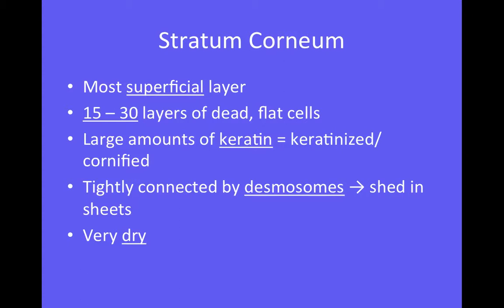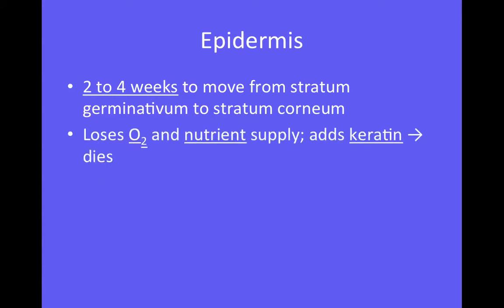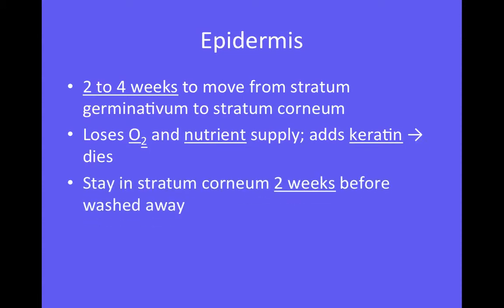Now, just to give you an idea a little bit more about the epidermis in general, it takes about 2 to 4 weeks to move a cell from the stratum germinativum to the stratum corneum. As it moves outward, it loses its oxygen and nutrient supply. As it does so, it adds keratin, but then dies. The cells will stay in the stratum corneum about 2 weeks before they are washed away. So a cell can survive in the epidermis anywhere from 4 to 6 weeks.